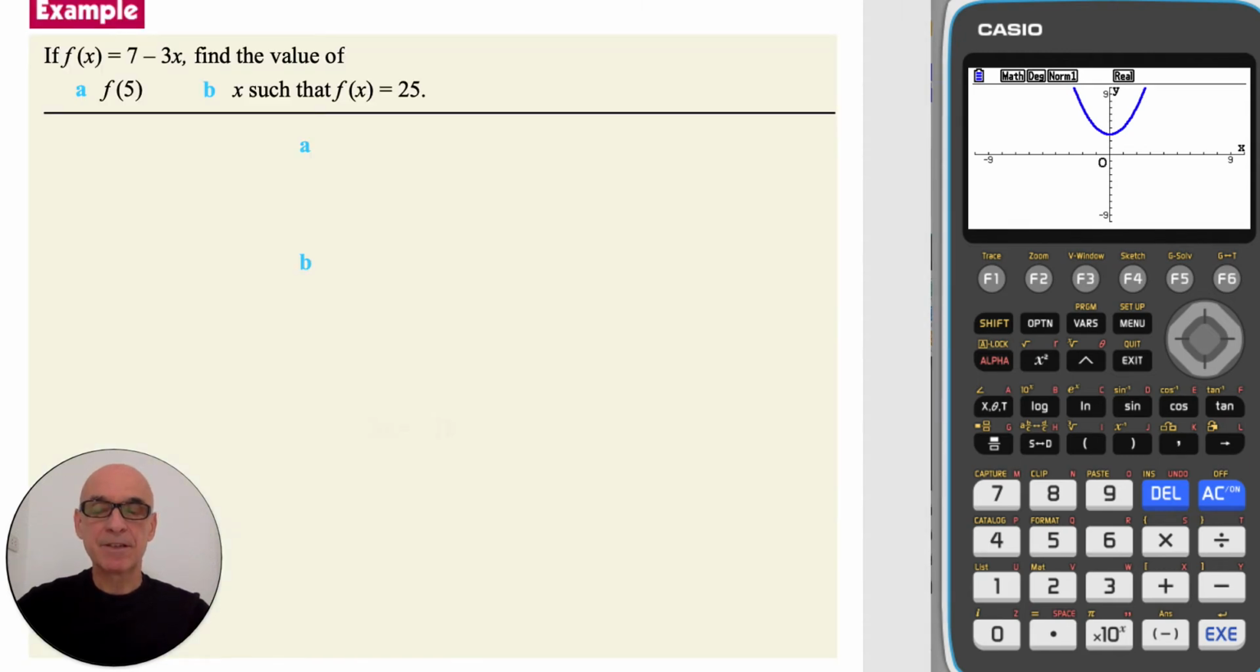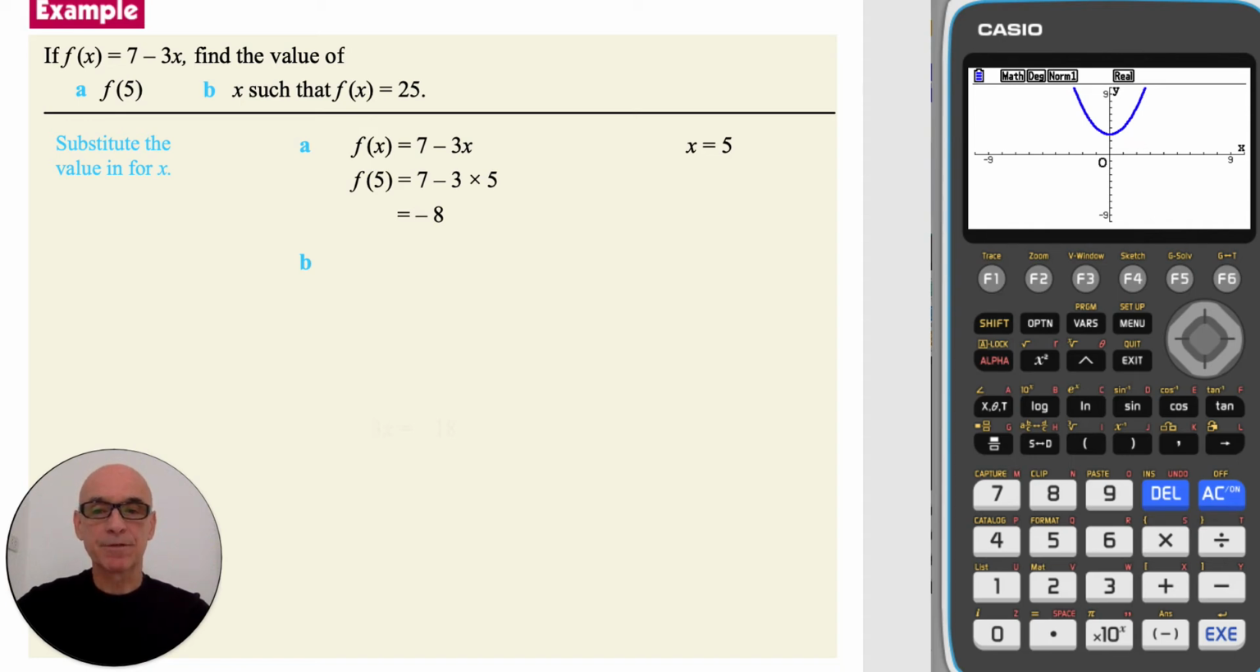In part A of this question, we're asked to find f of 5. So we simply replace x with 5. Performing the calculation gives -8. So f of 5 is equal to -8.